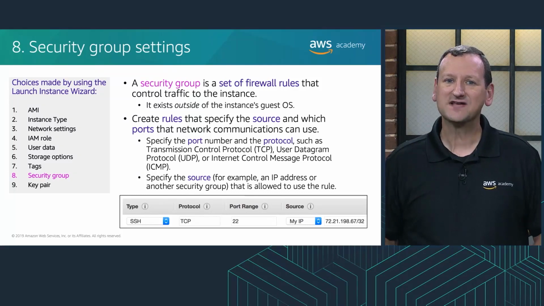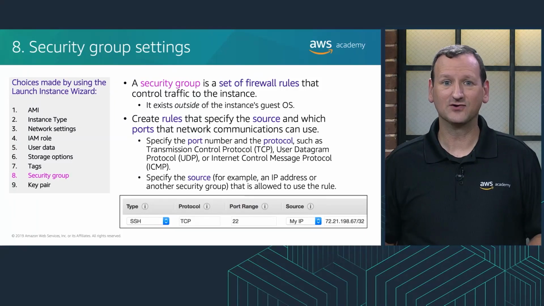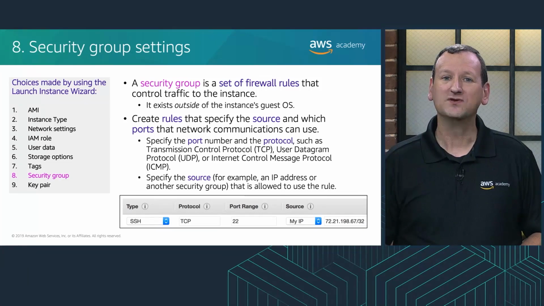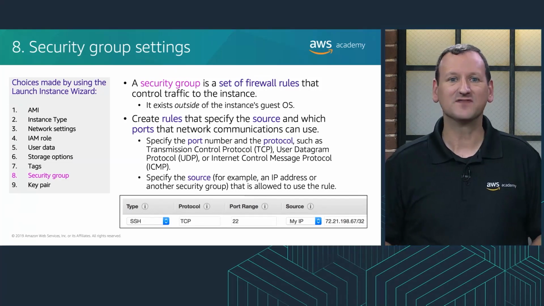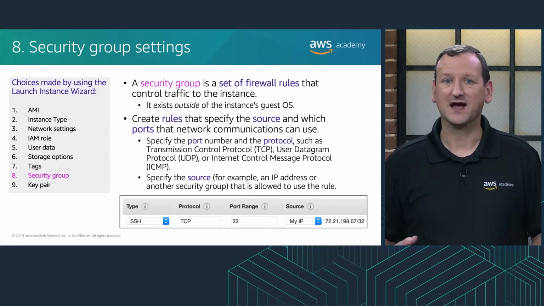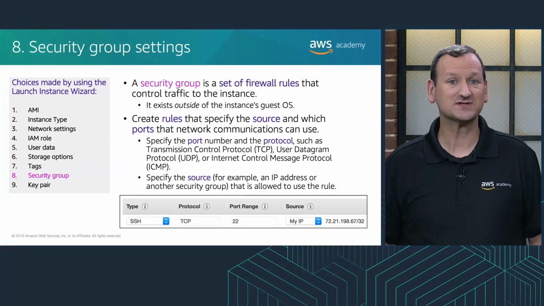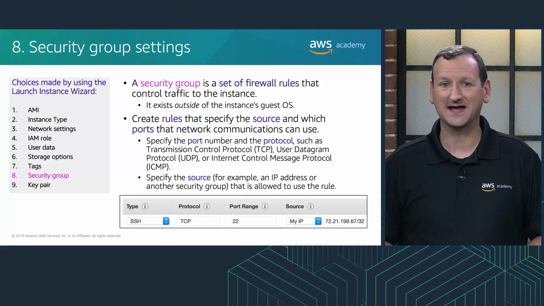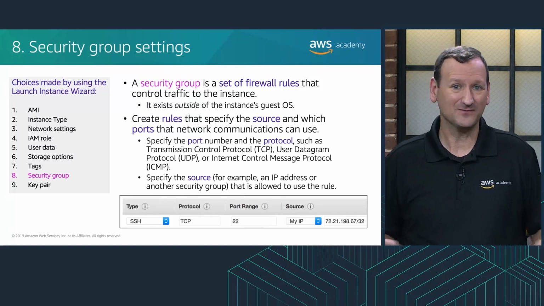When traffic attempts to reach an instance, all the rules from all the security groups that are associated with the instance are evaluated. When you define a rule, you can specify the allowable source of the network communication for inbound rules or destination for outbound rules. The source can be an IP address, an IP address range, another security group, a VPC endpoint, or anywhere, which means that all sources will be allowed.